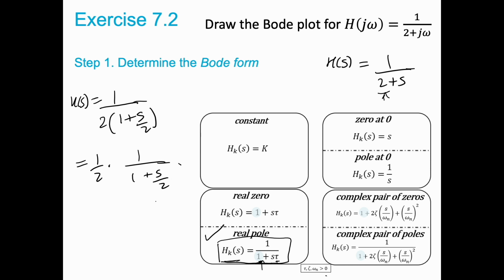Now, this H of s is a product of two building blocks. The first building block is a constant at 1 half, and the second building block, H2 of s, takes the structure of 1 over 1 plus s times tau, where tau is 1 over 2. Now, let's make use of this product and figure out the Bode sketches for each of these terms and then add them up.